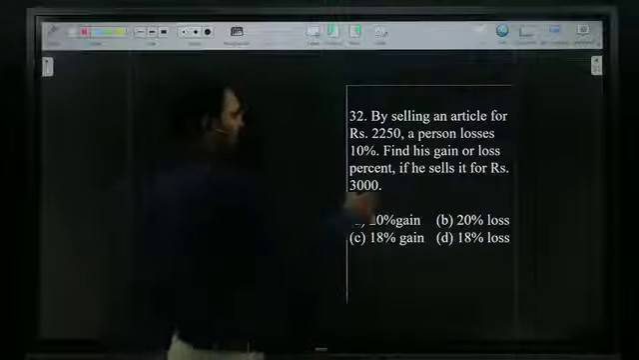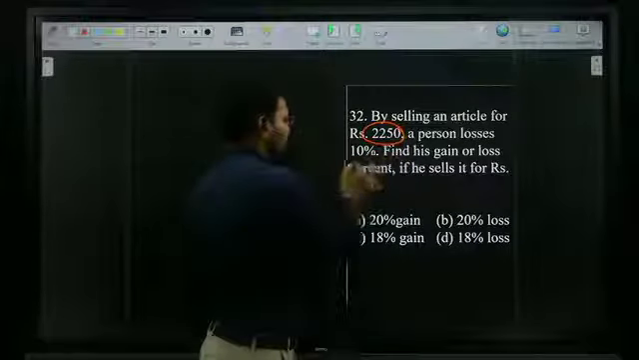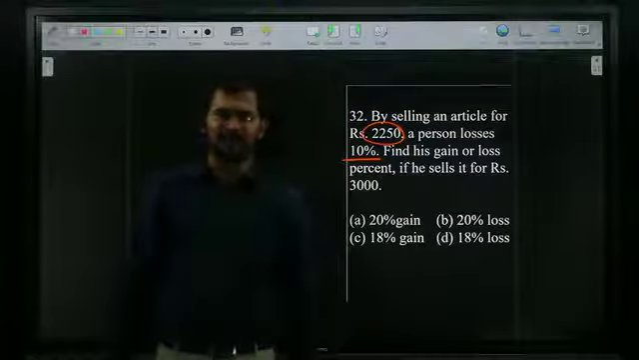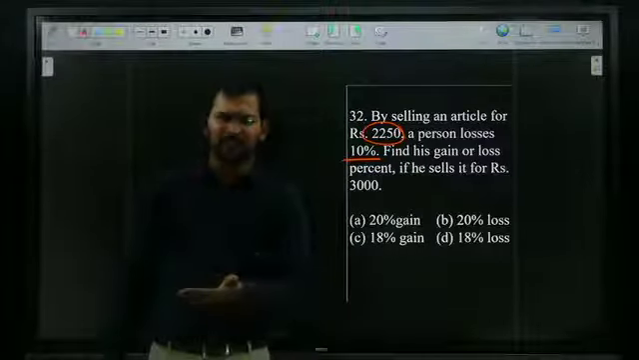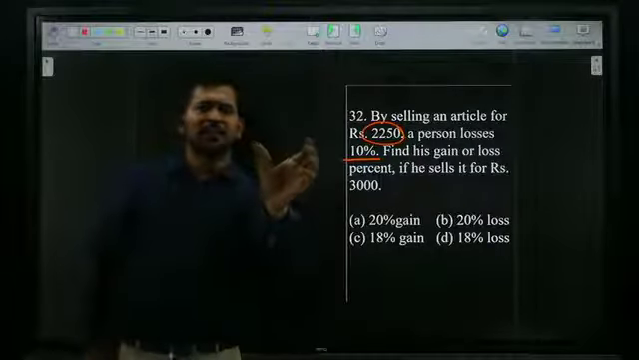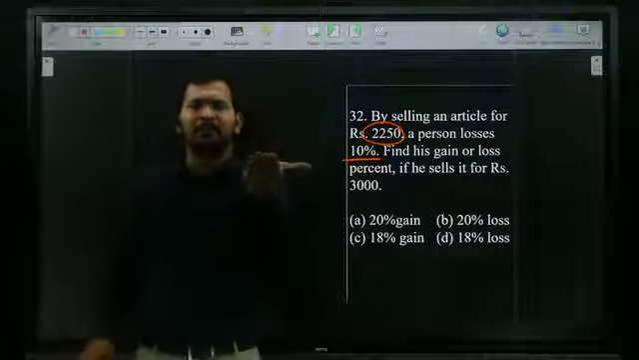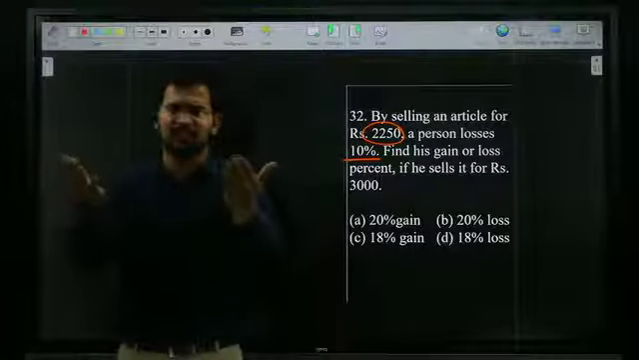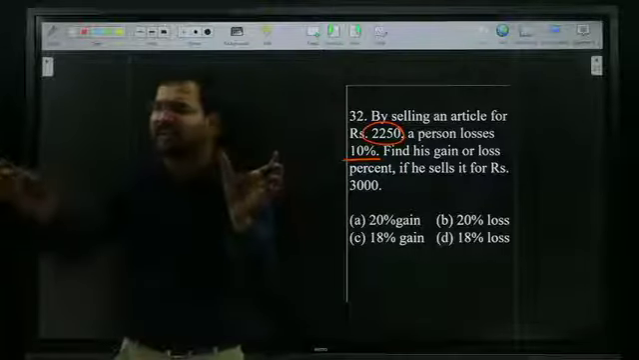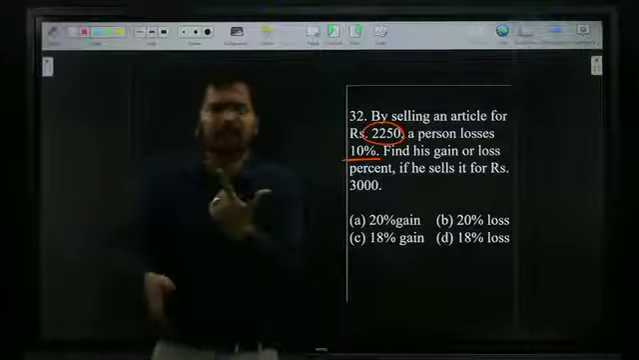Whenever he sells an article for 2250, that is nothing but a 10% loss. A 10% loss is nothing but 90% of the CP, because cost price is 100%. So 90% of the CP is nothing but 2250. 2250 is 90%. The same article, whenever he sells for 3000, how much profit is he getting?